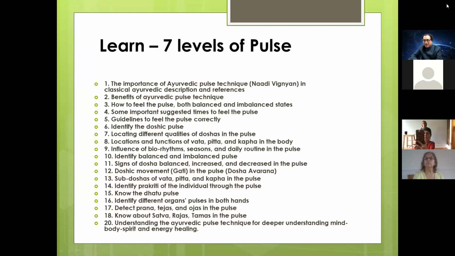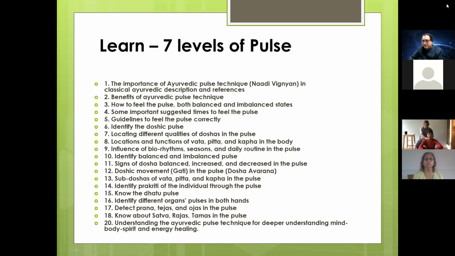What is the imbalanced pulse? Some of the important suggested times to feel the pulse, so we may give guidance for you. There are PDF files, downloadable files, and worksheets. We give the worksheets for you. You can start working on the worksheets, how you feel that. Then also some of the important suggestions and guidelines to feel the pulse correctly. That is also important, how to feel the pulse perfectly.